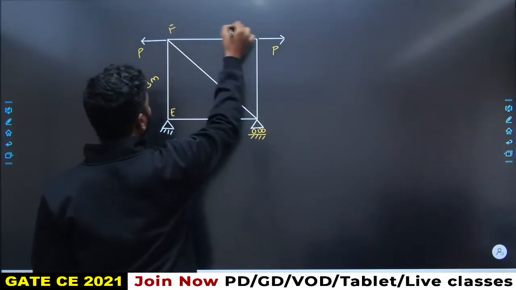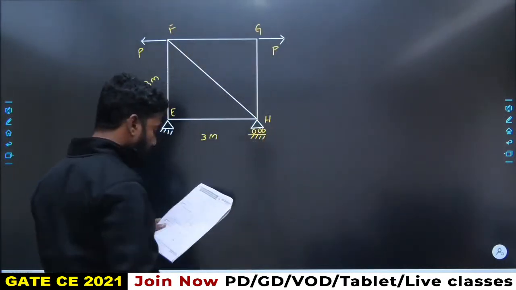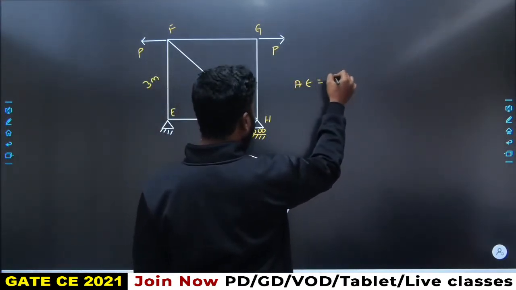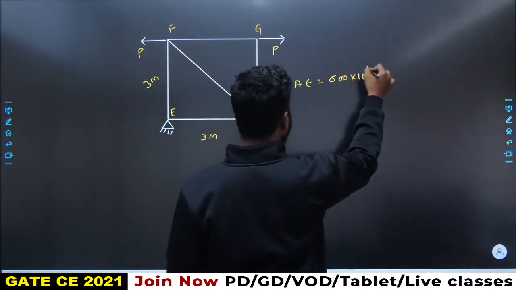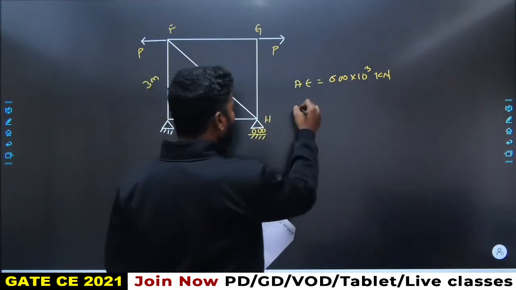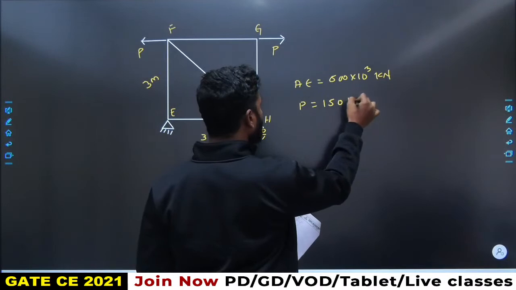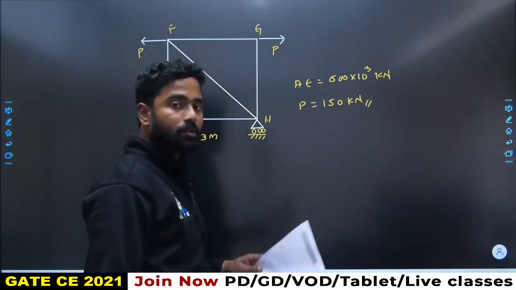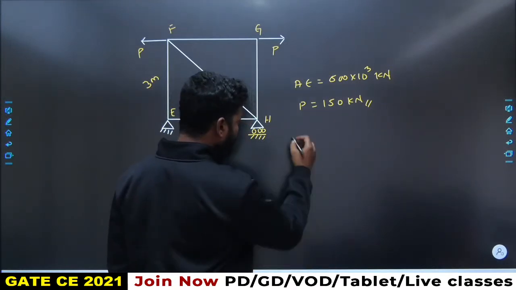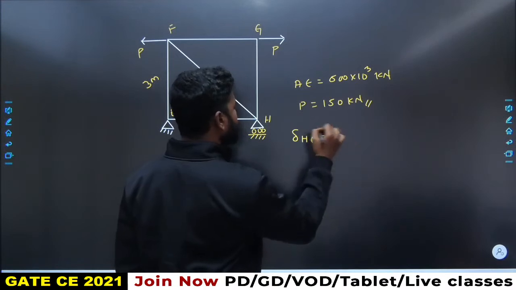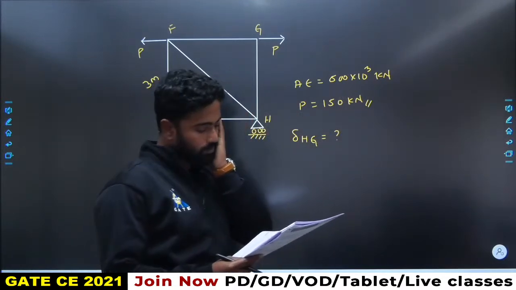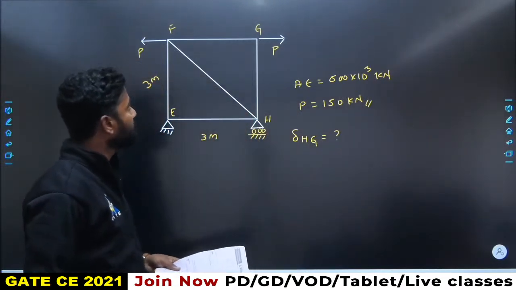E, F, G, H. What he is asking: our axial rigidity AE is given as 500 into 10 to the power of 3 kilonewtons. Force P is equal to 150 kilonewtons. He is asking what is the horizontal displacement at G. Fine. So AE is 500 into 10 to the power of 3 kilonewtons, P is 150 kilonewtons, and we need the horizontal displacement at G.